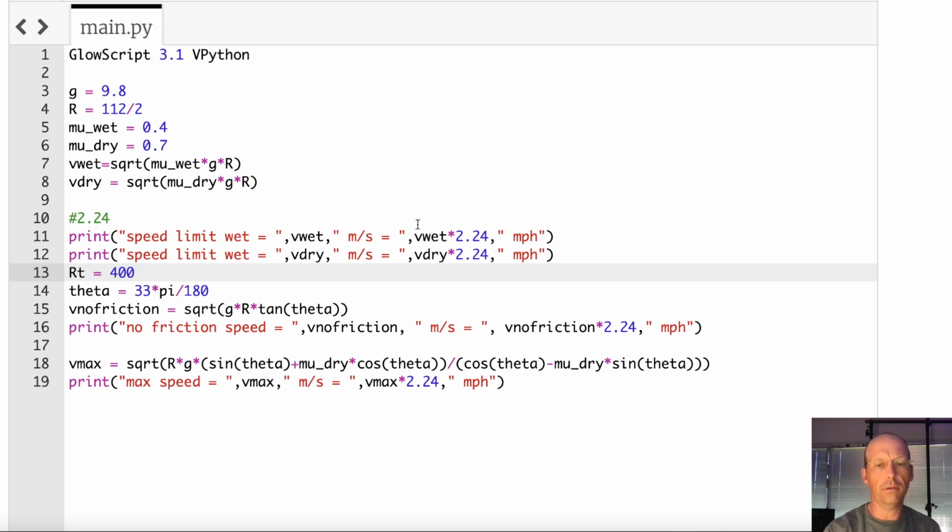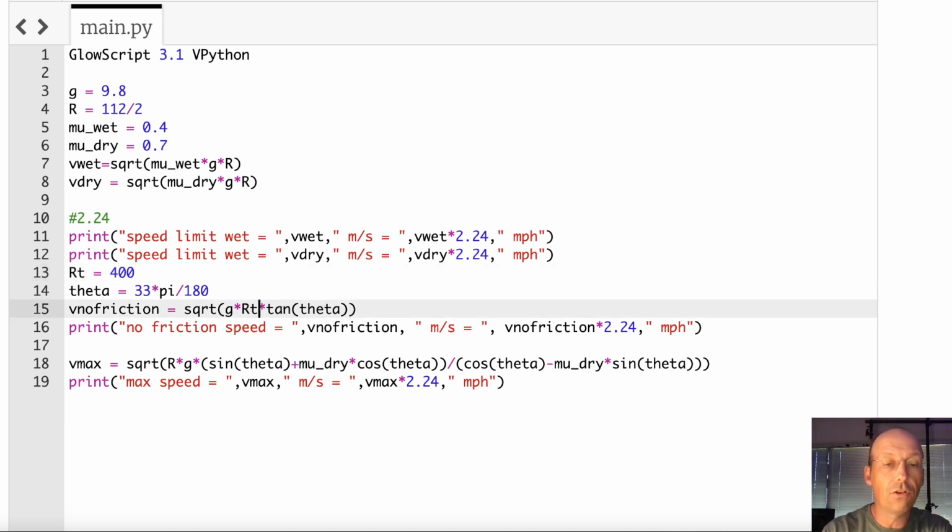Oh, there's no R in there. No, there is. It didn't change. Oh, RT. RT. I have RT. That's why these are wrong. So no friction, I need the RT. I was using this R up there. That's the maximum speed for that dumb on-ramp.